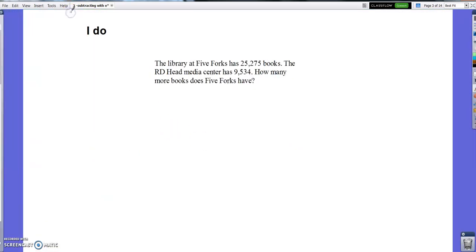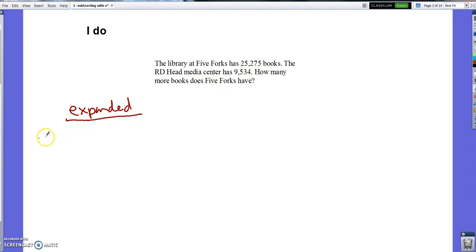So let's look at a problem like this. The library at Five Forks has 25,275 books, lots of books. The Artie Head Media Center has 9,534. How many more does Five Forks have? So let's start with the expanded form strategy here, because I think that makes the standard algorithm look a lot easier.